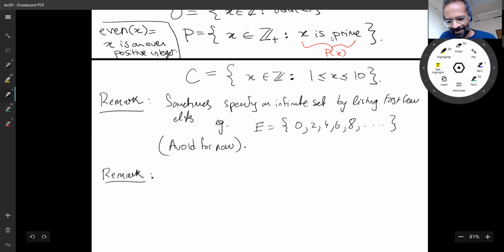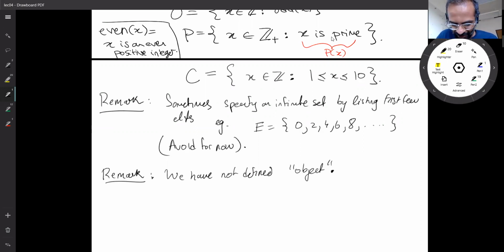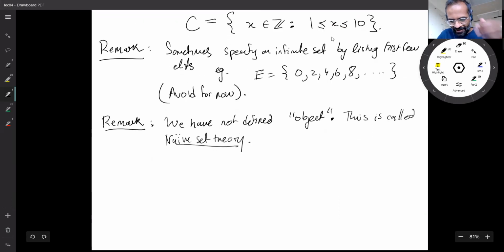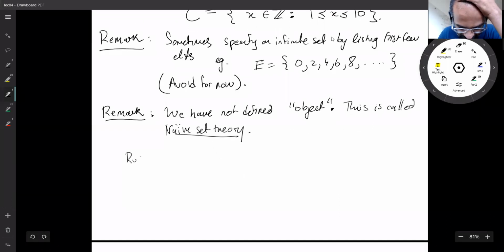Okay. I guess I should make one interesting remark. The interesting remark is we have not defined what an object is. As a result, what we're doing is actually called naive set theory. Naive set theory means you just go with an intuitive definition of what an object is, and you don't really try to define it. And just to hint at what is wrong with this, there's something called Russell's paradox.